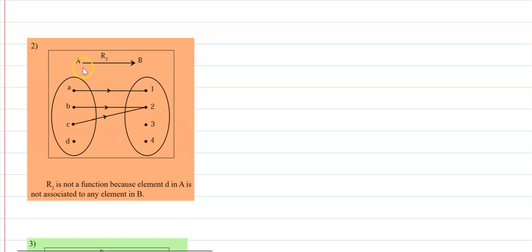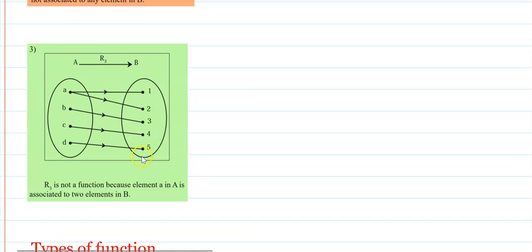Now the next is a function defined from the set A to the set B. That is, R2 is a relation from the set A to the set B. Image of A is 1, image of B is 2, image of C is also 2, but for D, there is no image of D in the set B. Okay, therefore R2 is not a function because element D in A is not associated to any element in B. Okay, and hence it is not a function.